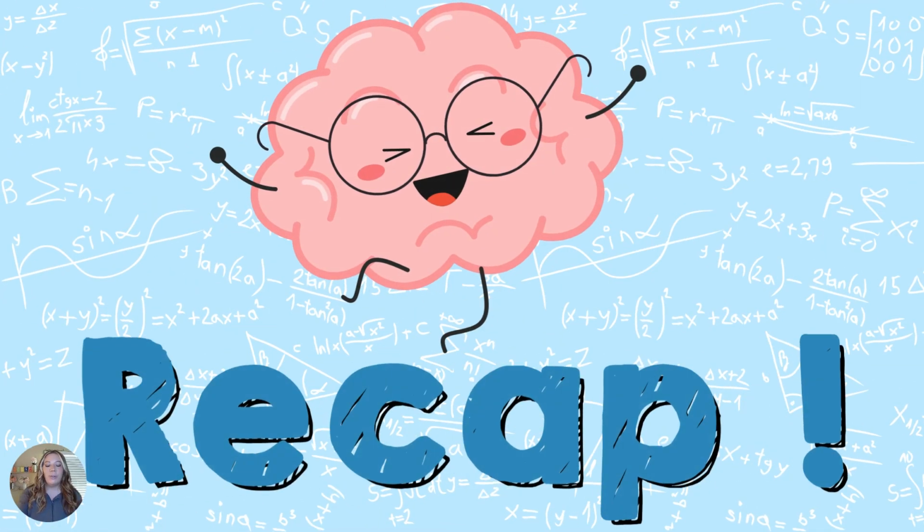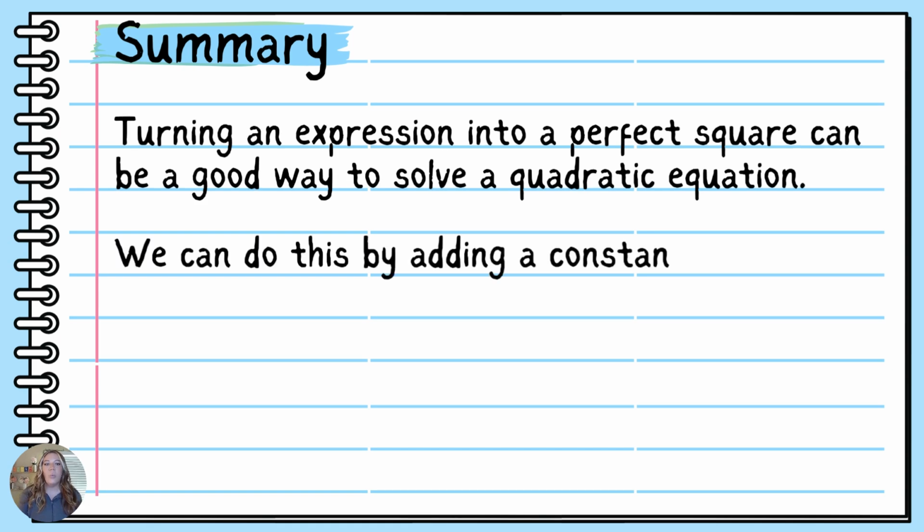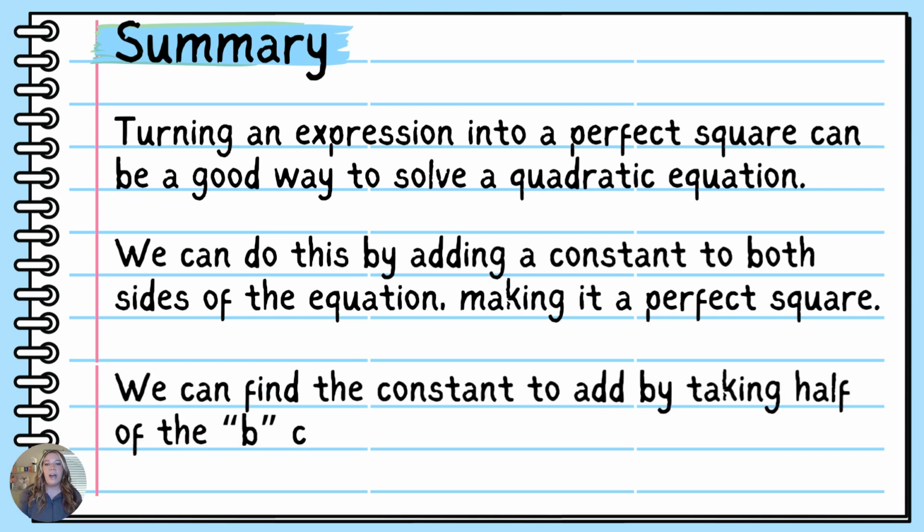So to recap what we've learned, turning an expression into a perfect square can be a good way to solve a quadratic equation. We can do this by adding a constant to both sides of the equation to make it a perfect square. We can find the constant that we need to add by taking half of the b coefficient and then squaring it.